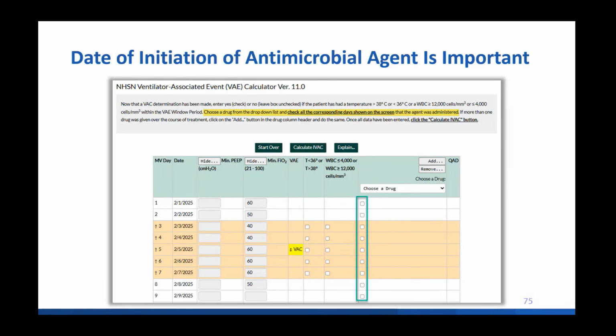The date of initiation of antimicrobial agents is also important. When utilizing the VAE calculator, once a VAC has been determined, there are instructions to choose a drug from the drop-down list, and then you check all of the corresponding days that the agent was administered. As you can see from this screenshot, you have the capability to select dates before, during, and after the VAE window period.